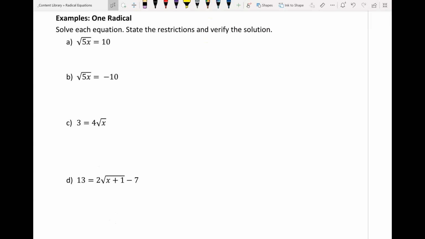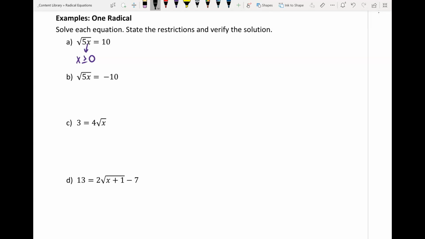We're going to start simple by just having one radical. And we're going to solve for each equation. So you need to, again, state the restrictions and verify the solution. So right off the bat here, I need to state that x has to be greater or equal to 0 because we can't have a negative on the inside of a radical. So again, x has to be greater or equal to 0 for that to happen.